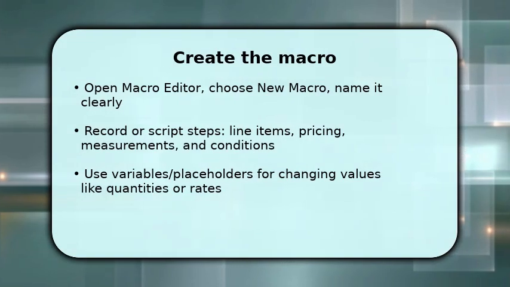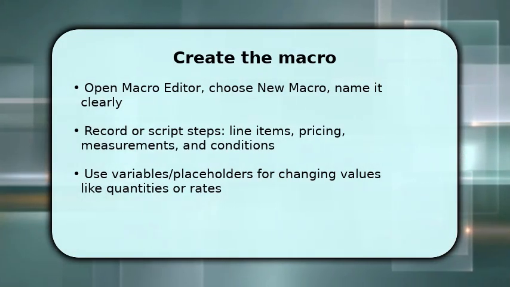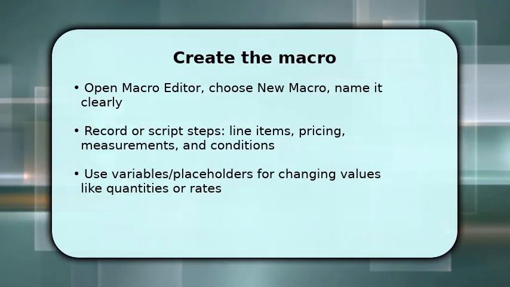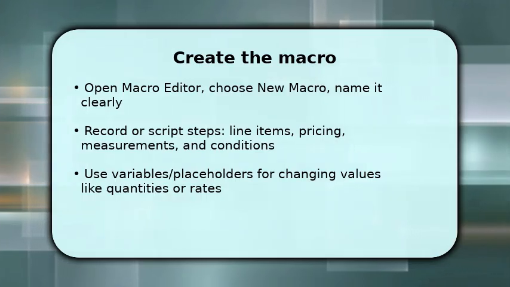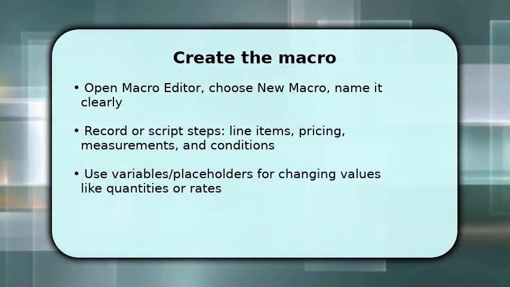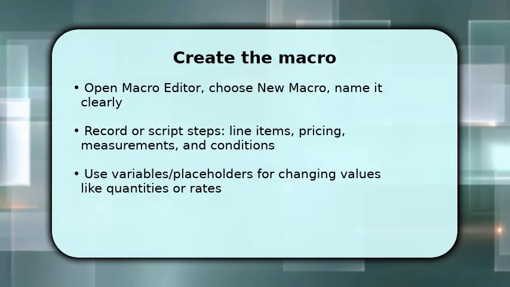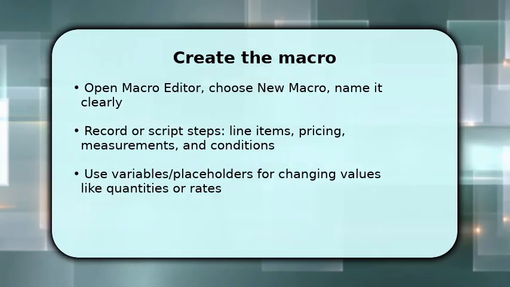Open the macro editor and select New Macro, giving it a descriptive name so you can find it later. Record a run-through or type actions, add line items, set unit costs, enter measurements, and apply conditions. Recording captures mouse clicks and field entries.